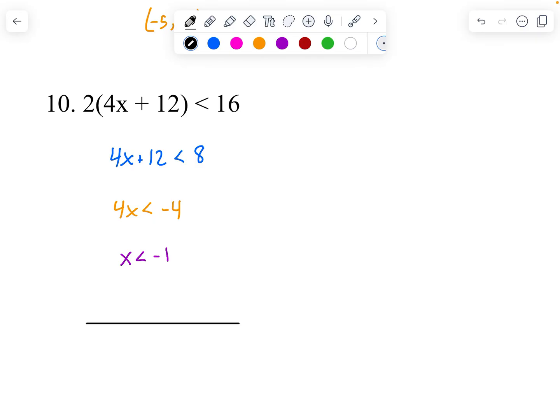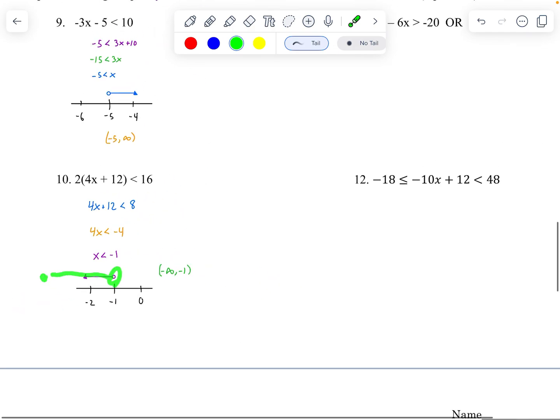Putting that on a number line, we have negative 1, negative 2, and 0 over here. And less than negative 1 goes this way forever. And that is negative infinity up to negative 1, because these numbers go forever this way, so you're going to negative infinity over here, and then you have to stop at negative 1.